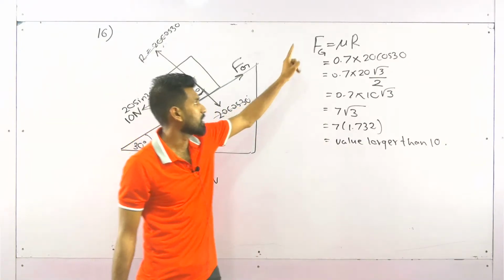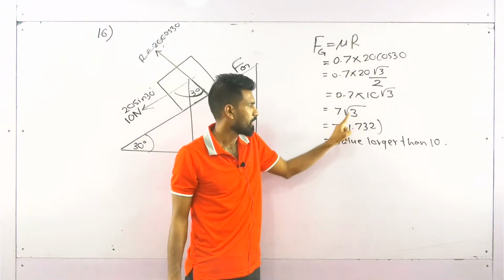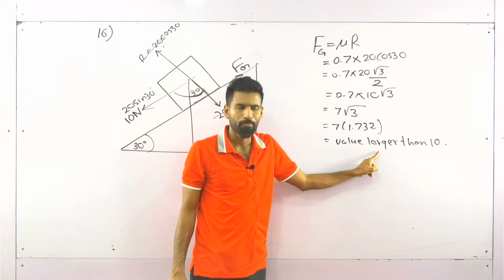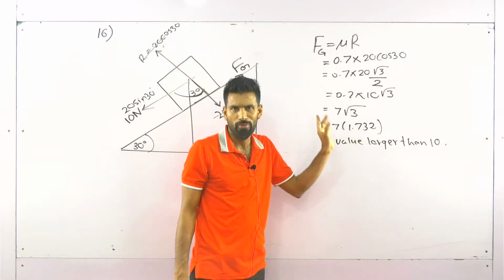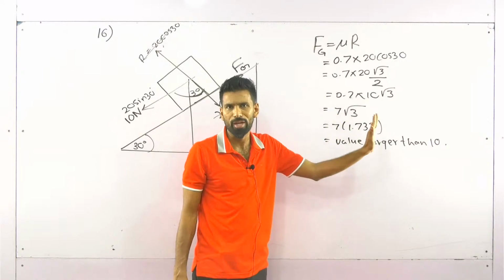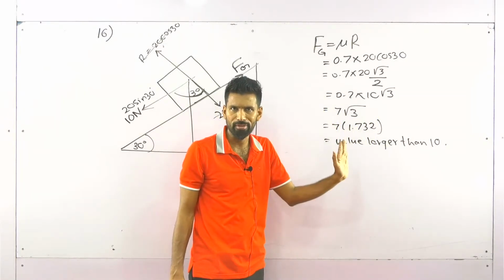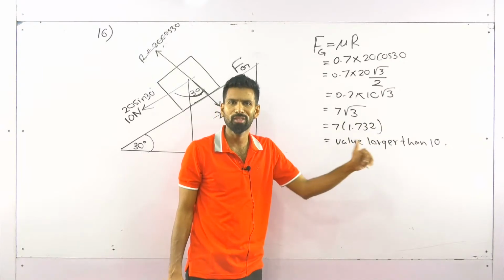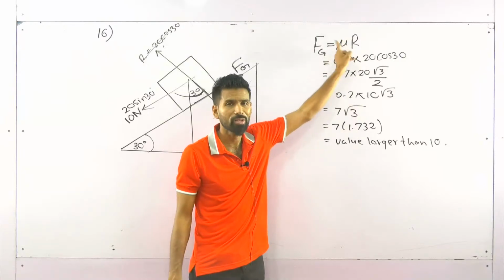The limiting friction is given by mu R. It's 7 into root 3. It's a value larger than 10. So until this 7 into 1.732 value of force is applied, the object will not move. Until then, the frictional force is equal to the force that we apply and in the opposite direction, keeping the object at rest until the limiting friction.